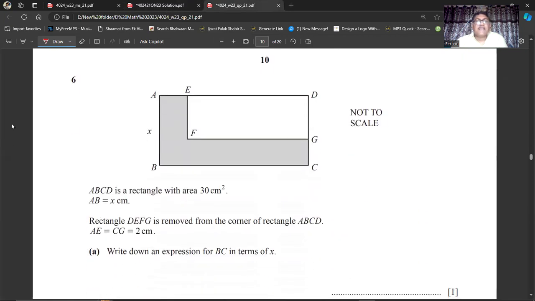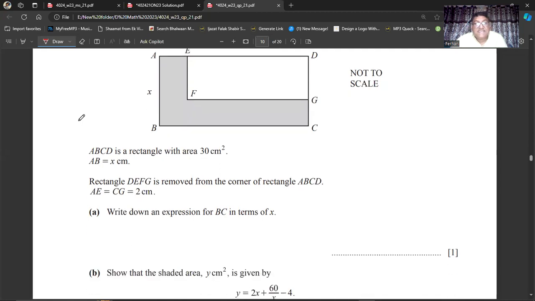Okay, so we are going to the next question. That question is question number 6. He says ABCD is a rectangle with an area of 30 centimeters squared. So I know the area of the big rectangle ABCD, and the AB side is x centimeters. The rectangle DEFG is removed from the corner of the rectangle ABCD. The AE side and the CG side are equal to each other and both are 2 centimeters. Write down an expression for the BC.